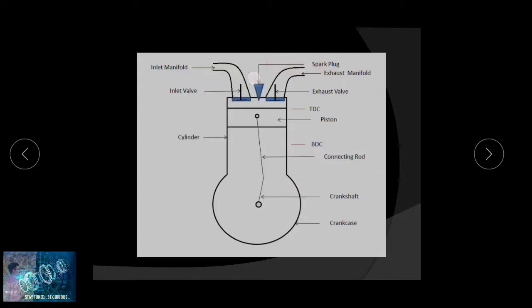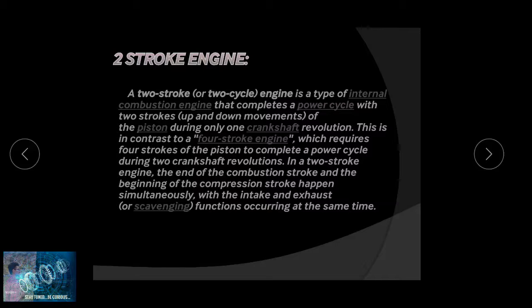These valves are available only in 4-stroke engines. Two-stroke engine: a two-stroke engine is a type of internal combustion engine that completes a power cycle with 2 strokes of the piston during only one crankshaft revolution. This is in contrast to a 4-stroke engine, which requires 4 strokes of the piston to complete a power cycle during 2 crankshaft revolutions.